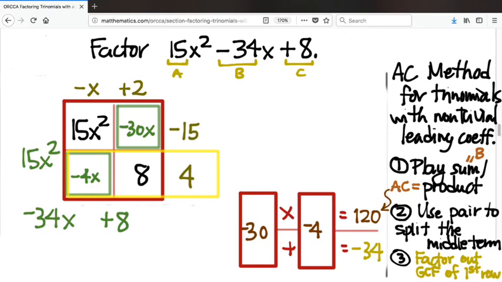Negative 15x. And sure enough, we can check that negative 15x times negative x is going to give me positive 15x squared. So this is one solution to this factorization problem. This is equal to minus x plus 2 times minus 15x plus 4.